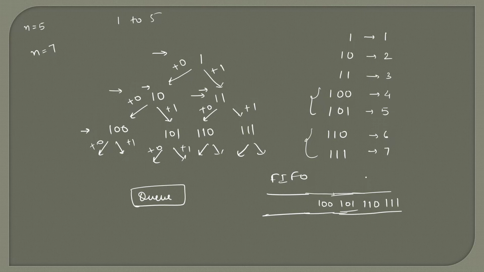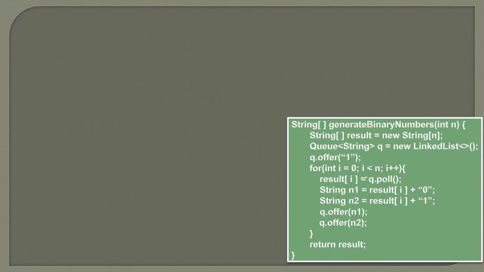So let's see the demonstration of this algorithm step by step. So here is the algorithm. Let's say we call generate binary numbers, which is this method. We pass in the value of n as 4. So we need to generate 4 numbers from 1 to 4. The first number will be 1, then 1, 0, then 1, 1, and then 1, 0, 0. So let's see how we can generate these 4 numbers.